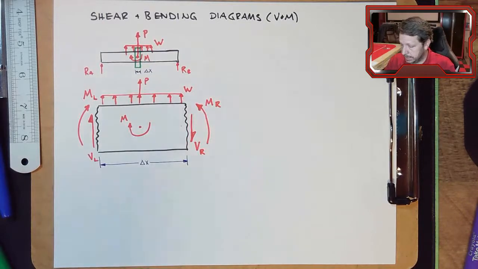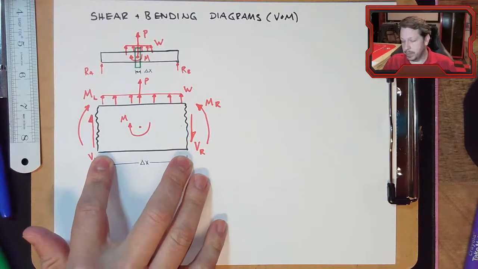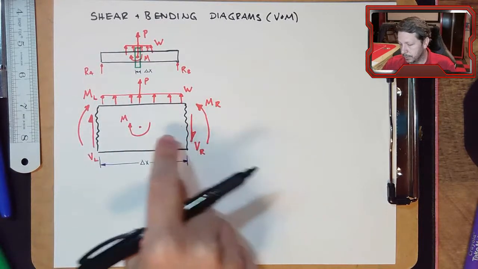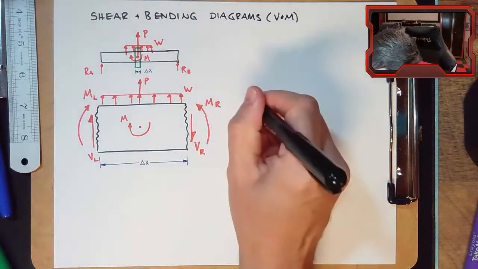What we're going to do is this little piece is in equilibrium. That means we can apply equilibrium equations to it. And the first one that we're going to apply is the summation of forces in the y direction must be equal to 0 for this section of the beam to be in equilibrium.